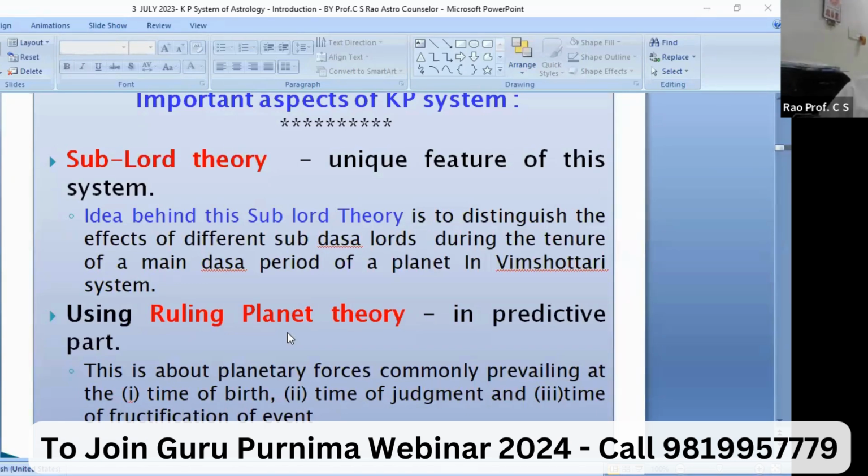These are the 7 items: Lagna sign lord, star lord, sublord, and Moon sign lord, star lord, sublord, and then the day lord. These 7 are the ruling planets of birth time, and they correlate with the time of judgment.